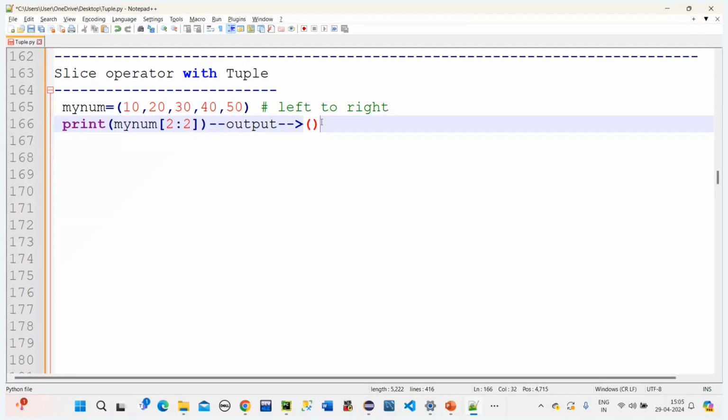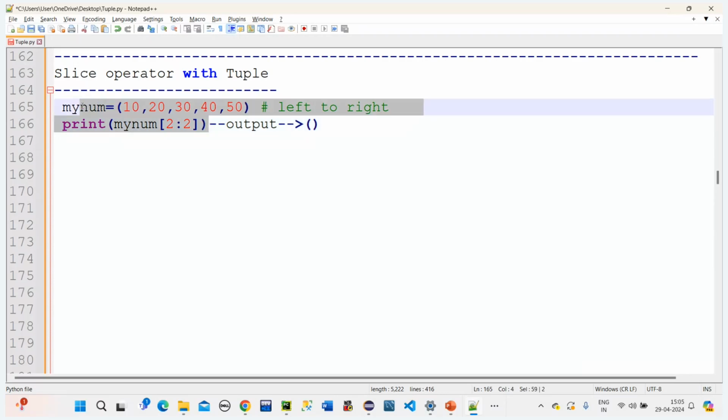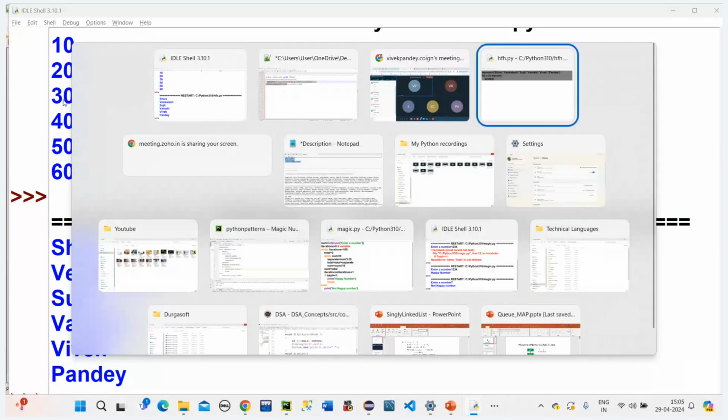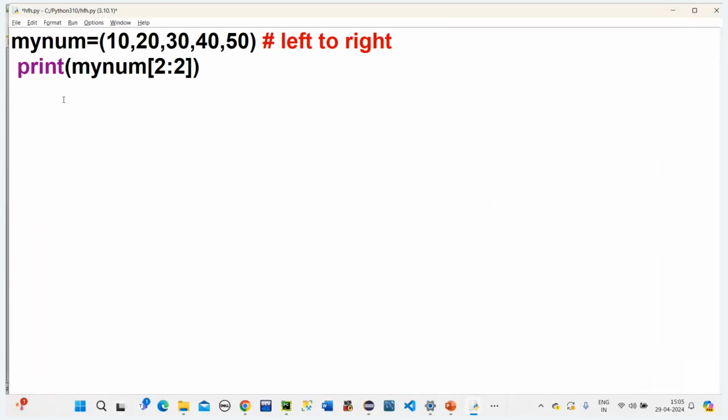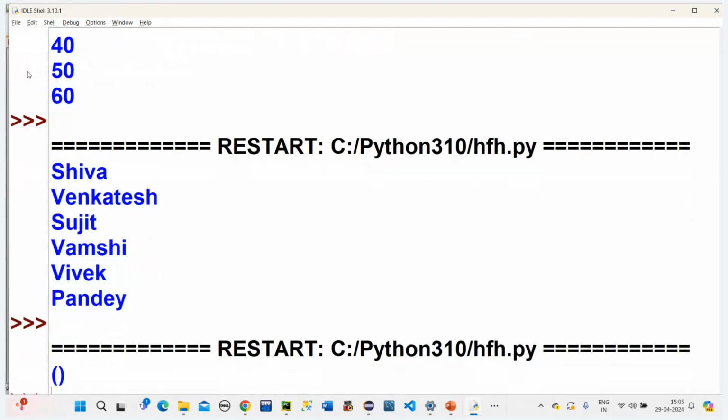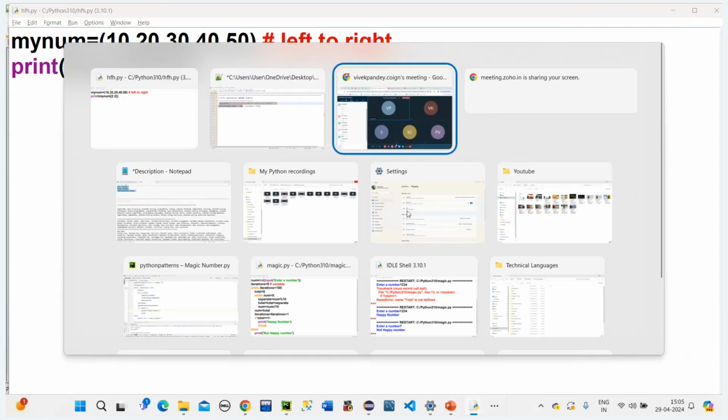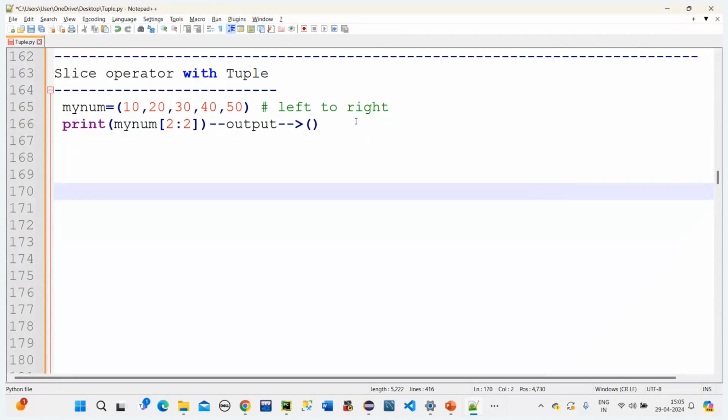What is the output for this? It is empty. Are you getting the output? Let's see here. It is, yeah, indentation. Empty we got, right? Yes, we are getting what? Empty. Now can you answer for this?